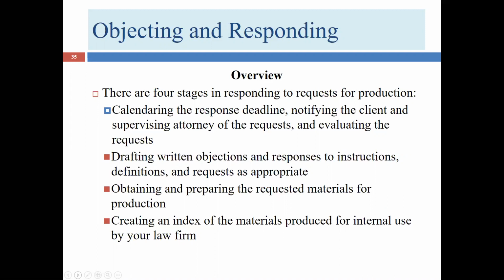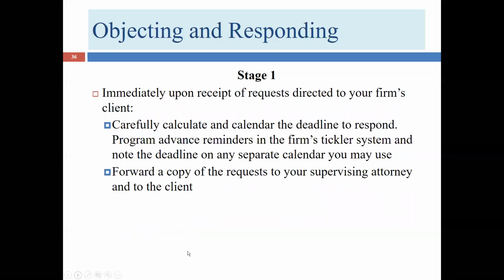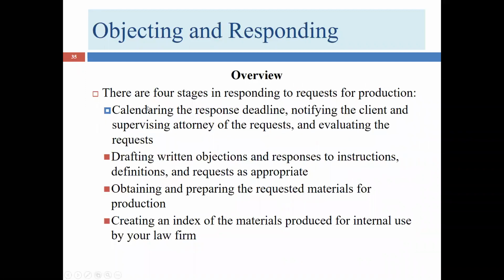In some cases, this might just take you 30 minutes to do. In some cases, it will take you 300 hours to do. It's just such a variable in terms of the scope of the assignment. And then you're going to be preparing some kind of index to show all of the stuff that you've identified, what you've produced, what you haven't produced, and if you haven't produced it, why you haven't produced it. So let's look at stage 1. And here again, we're talking about this item right here.